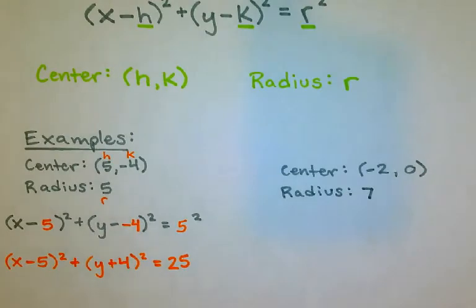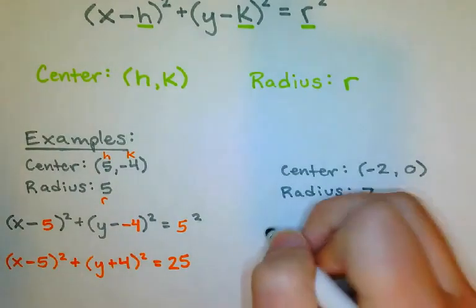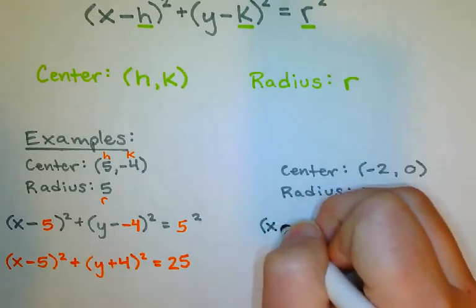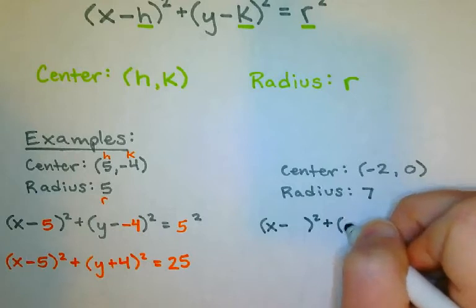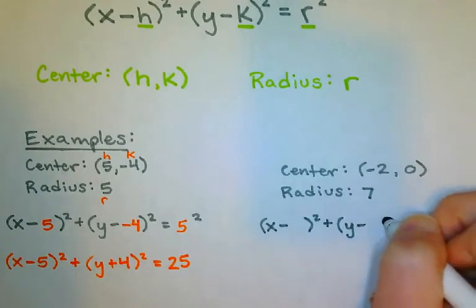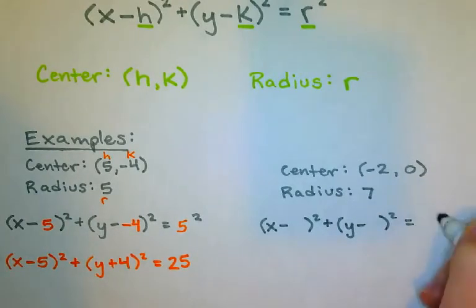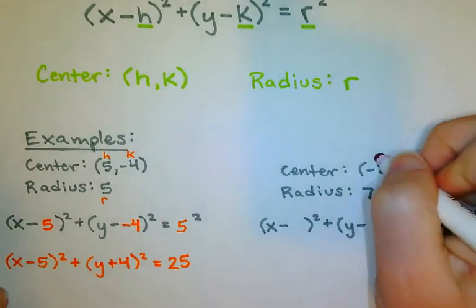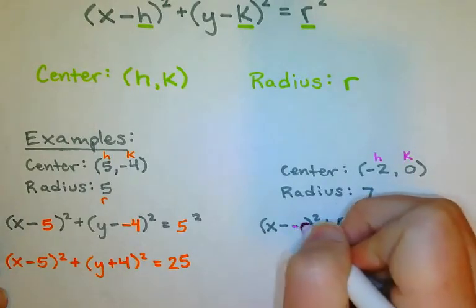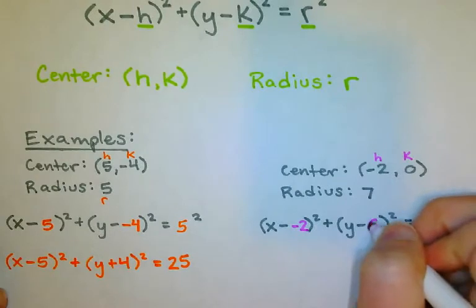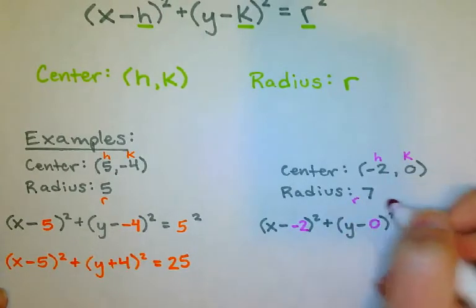Alright, so again, first I'm going to write out the skeleton. So we're going to have x minus blank squared plus y minus blank squared equals blank squared. And so now we're going to be plugging in our h, k, and r. The h is a -2 and our k is a 0. So I'm going to put -2 and 0, and then my r right here is the 7.